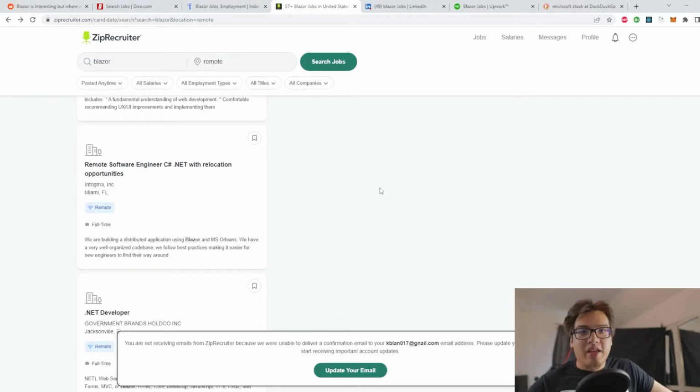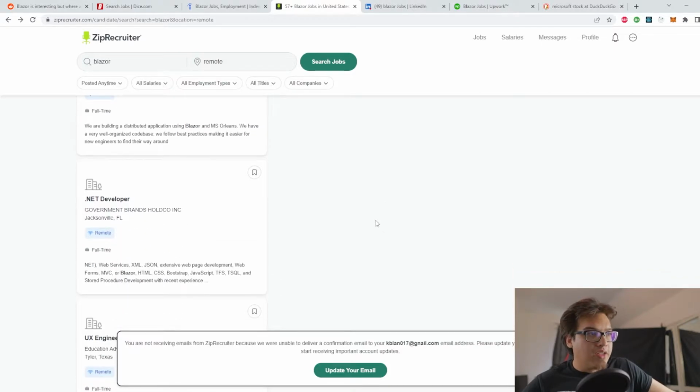So if you're in that category, you should be fine, because as long as you have some .NET development experience, you can pivot into Blazor much more easily than if you're just starting out. But it doesn't mean that it's impossible for you.